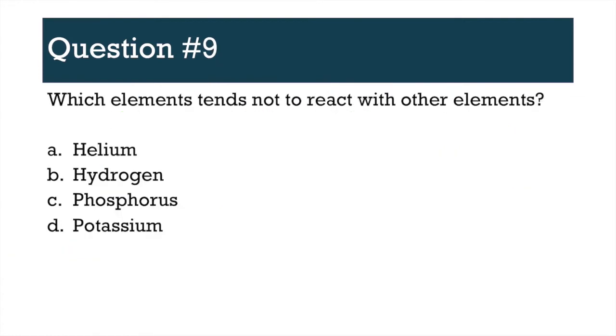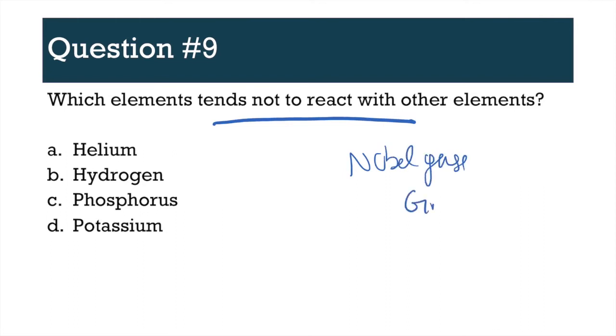Number 9 says which elements tend not to react with other elements. Remember, elements bond with other elements to form that full, stable valence shell. The only elements that don't do that already have a full valence shell, and those, again, are your noble gases, which is group 18. Your answer choices don't say noble gases, but helium is one of those noble gases. Remember, noble gases think they're better than everybody because they have that full valence shell, so they don't need to interact with any other elements. They're good on their own.